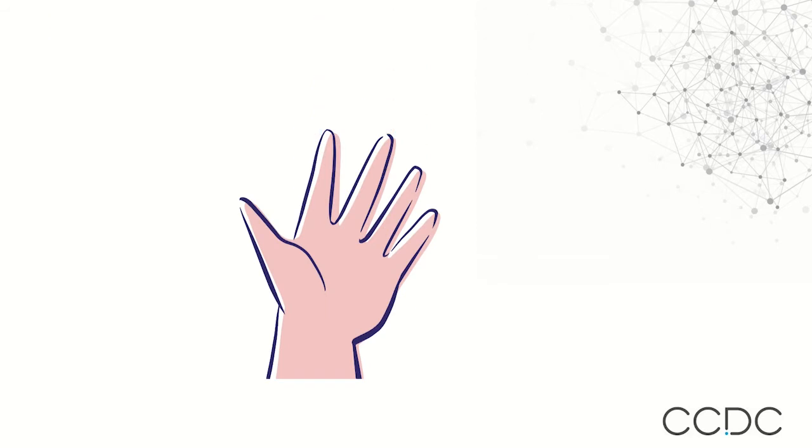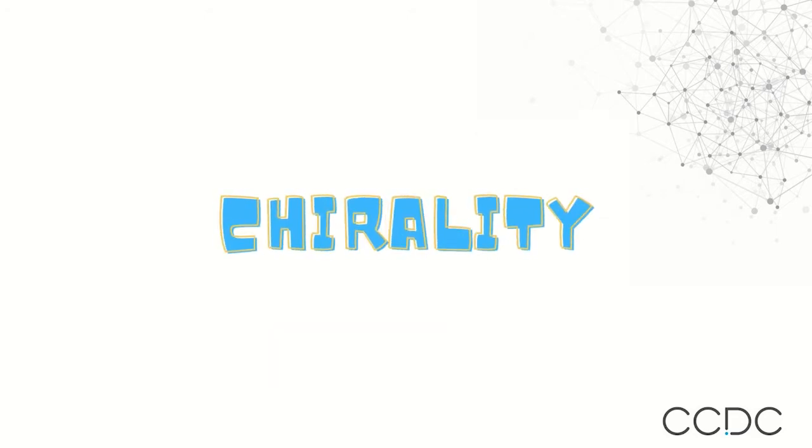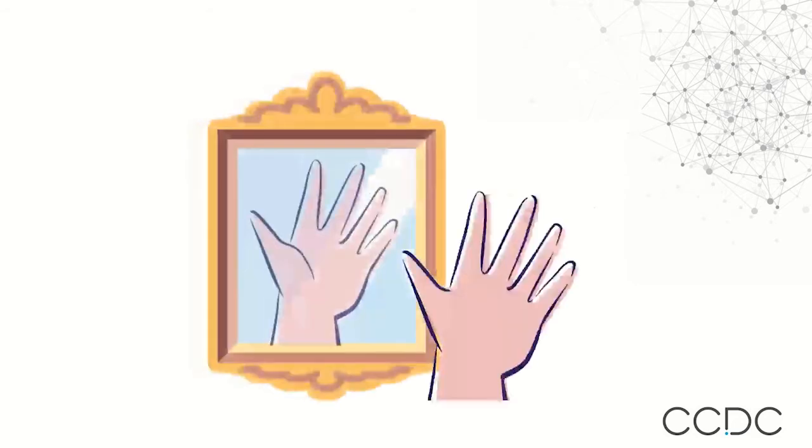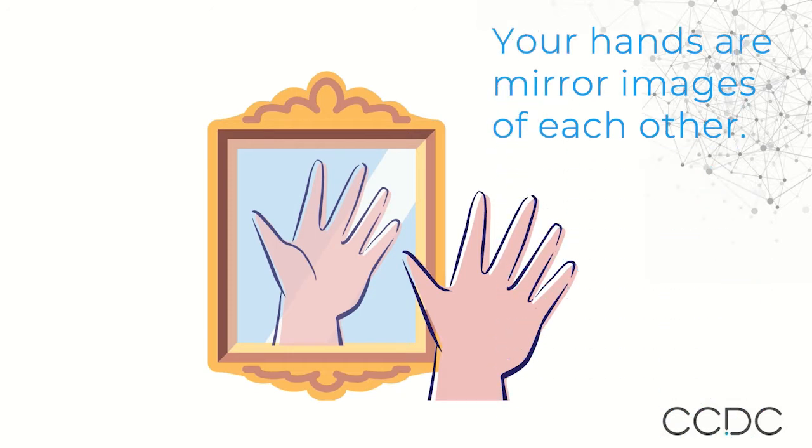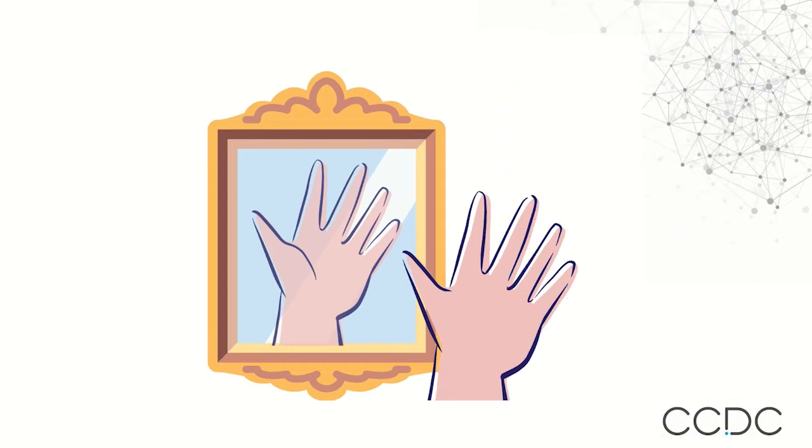So there must be something special that makes your hands different, despite the appearance of them being identical. And that special something is called chirality. Chirality, or handedness, is a spatial property of some objects, such as your hands. Put your hands together and notice how your left hand looks like it's looking in a mirror at your right hand. Your hands are mirror images of each other.